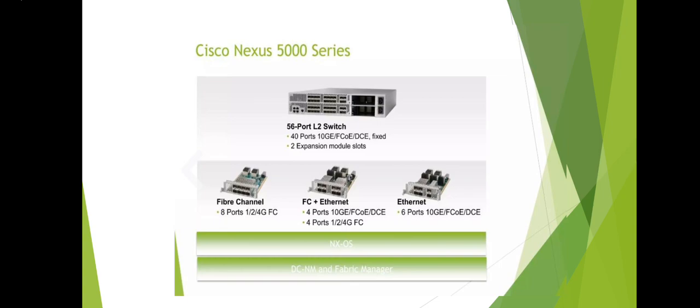So these are the modules. If you want Fibre Channel only, it will come up with 8 ports, 1 or 2 or 4 gig. If you want Fibre Channel plus Ethernet, you will be getting 10 gig and 4 Fibre Channel ports. We've got 2 expansion module slots, including 40 10 gig Ethernet ports. So around a 56 port layer 2 switch.